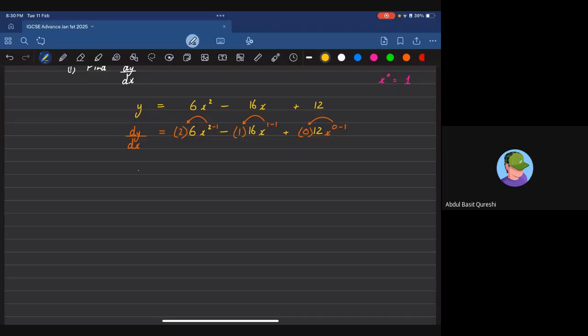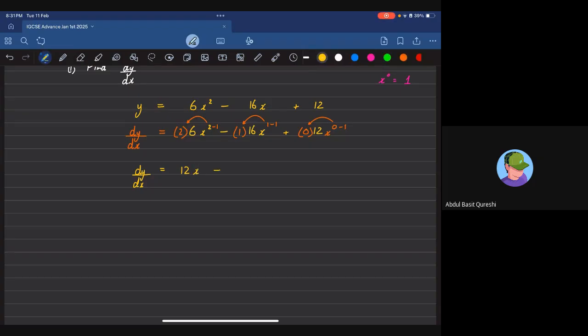So your new expression for dy upon dx is going to be equal to what? 2 times x, which is 12. x raised to the power 2 minus 1. 2 minus 1 is 1. So x raised to the power 1, which I can simply write down as x. Don't really care if it's 1 or not.